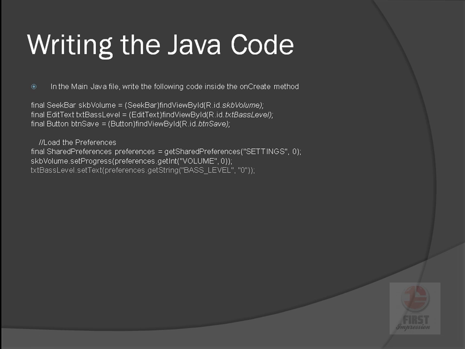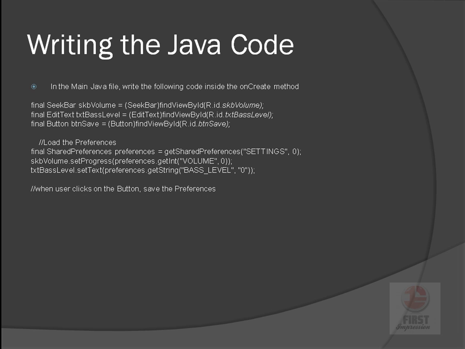Similarly, let's do it for the base level. The base level can be a text because it can have a value like 0 decibels, 1 decibels, 2 decibels. So that decibels is in form of a text or a string. So we'll say txtBaseLevel.setText, preferences.getString, because we are getting a string from there. The default value of base level as the key should be 0, but when we change that value, the default value will not be used, but the saved value will be used.